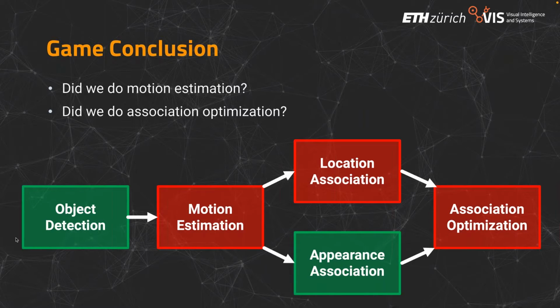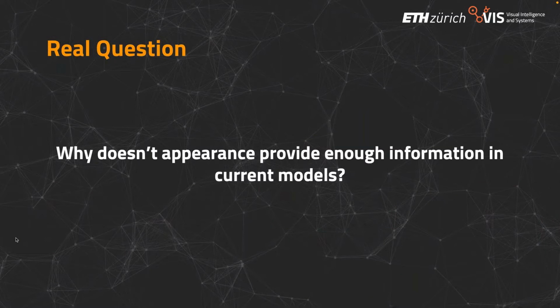And therefore, when we come back to our original question, whether we can make this tracking pipeline simpler, the real question here is, why doesn't the appearance model provide enough information in the current tracking methods? To understand this question, let's first look at what the existing methods are doing in order to learn appearance similarity, or trying to associate objects based on appearance.